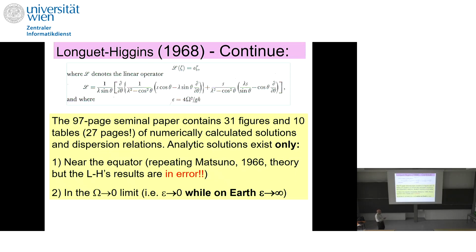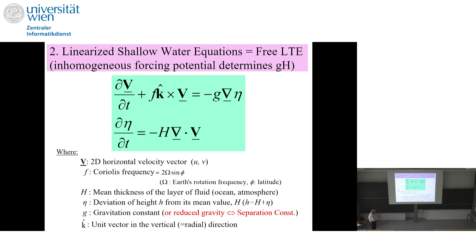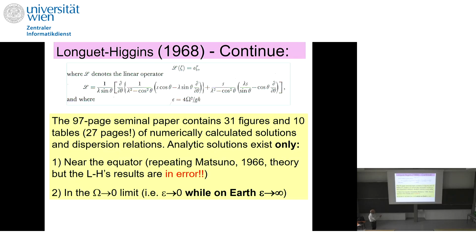There is another limit in which he has analytic expressions, and that is the non-rotating case, when this epsilon goes to 0. So for 0 epsilon, he has some analytical solutions, but Earth is a very fast rotation. So in terms of this lamb parameter on Earth, it's large. It's much larger than 1. I don't say it goes to infinity, but it's very large.